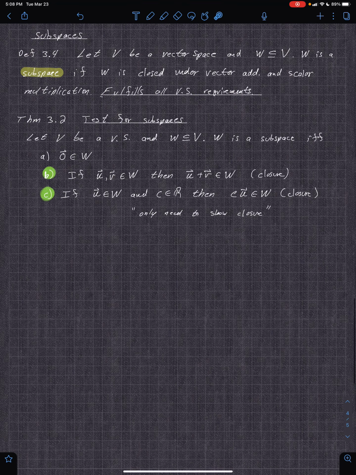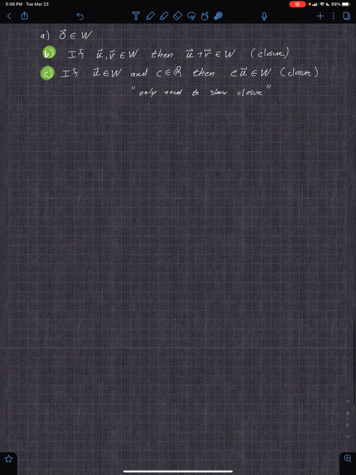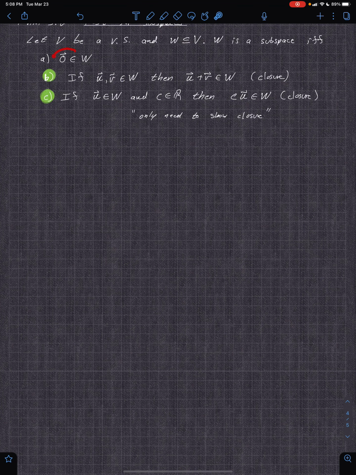All right, so let's look at some examples now. Oh, and then just again, this one is usually used. You don't have to show that because C takes care of this being in W. But, as I already said, this is an easy way to show that something is not a subspace. If the 0 element is not in W, you're done. It cannot be a subspace. So let's do this example.